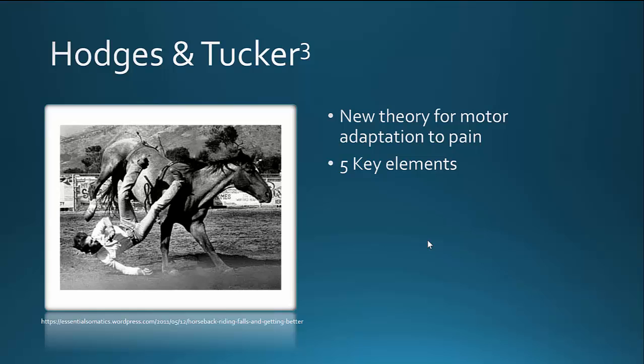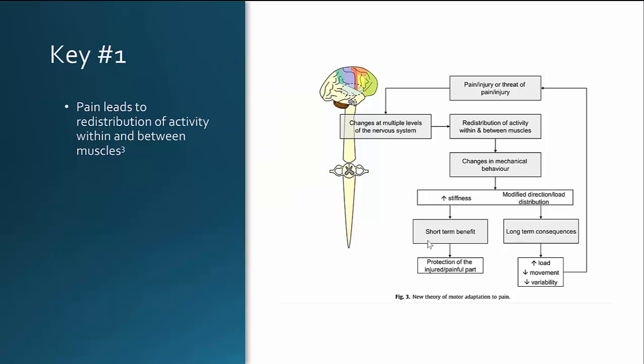The next concept discussed was the impact of pain on motor control. The study by Hodges and Tucker discusses a new theory for motor adaptation to pain. This theory consists of five key elements that bring all the components discussed in this course together. The first component is that pain leads to redistribution of activity within and between muscles. As you can see in the chart, a patient will report with pain and/or injury.